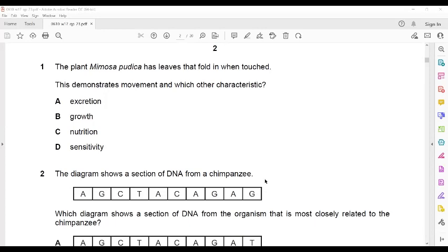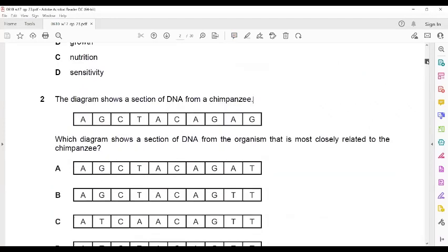This demonstrates movement and which other characteristics? A, B, C, or D? D, yes. So movement is already because it's moving, changing the position, location, whatever. And sensitivity is because it is showing some changes based on the changes on the environment.